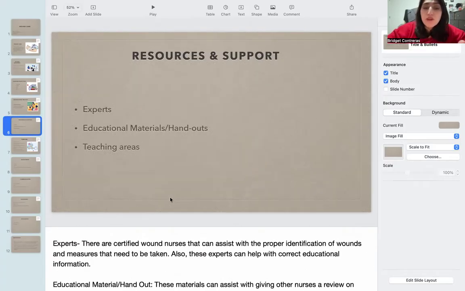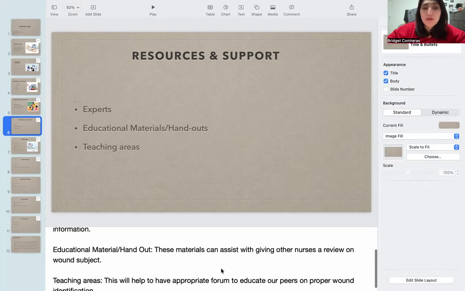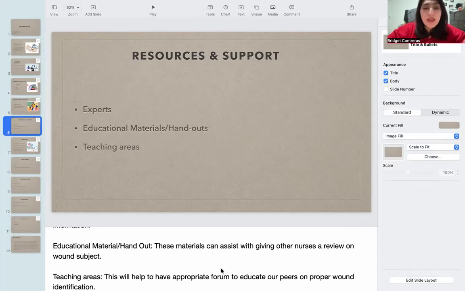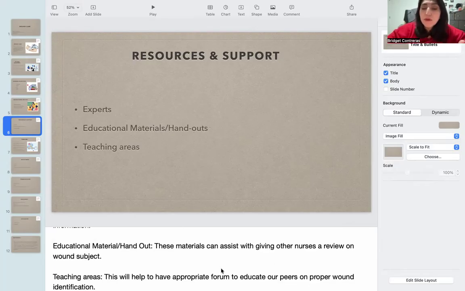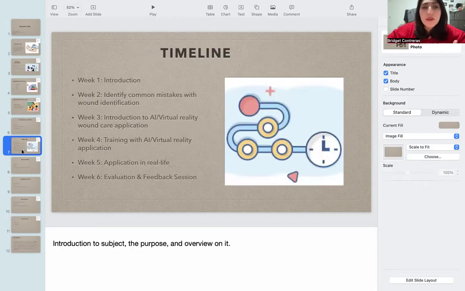Virtual patient simulations can either be used to teach the use of applications or even different wound scenarios. These simulations can provide realistic scenarios and immediate feedback. Resources and support will include experts. There are certified wound care nurses that can assist with proper identification of wounds and measures that need to be taken. Also, these experts can help with correct educational information.